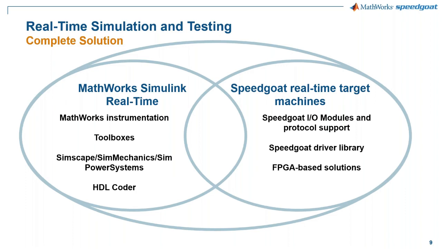So the link between MathWorks and Speedgoat is the kernel, what we call a real-time operating system, that is provided by MathWorks. This RTOS kernel is from Simulink Real-Time, a tool from MathWorks, which works exclusively with Speedgoat hardware. That completes the whole solution for anyone who is working in the area of real-time simulation and testing.